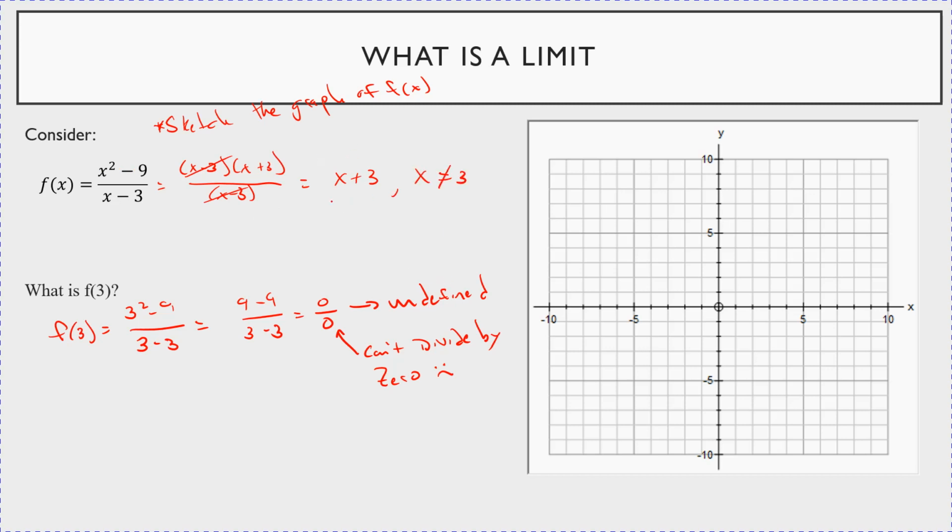So what is the graph of f of x is equal to x plus 3? Well, it's just a linear function. Here's the y-intercept. Here's the x-intercept. And here's the thing, you can't plug 3 into this. So when you go to 3, when you look at the graph, there would be a hole in the graph at x is equal to 3. And then it would look just like this.